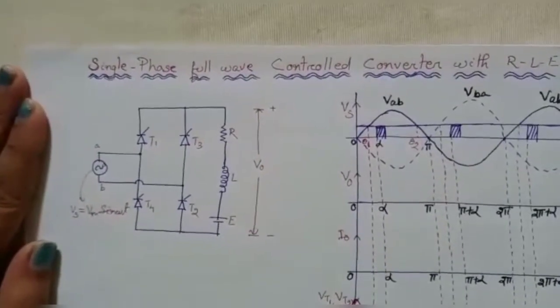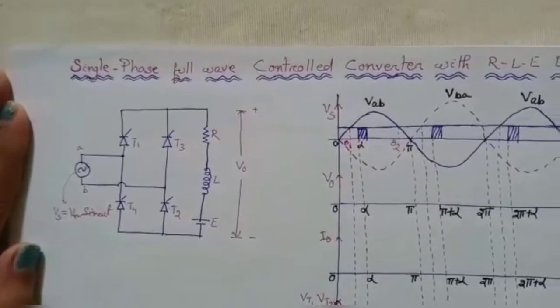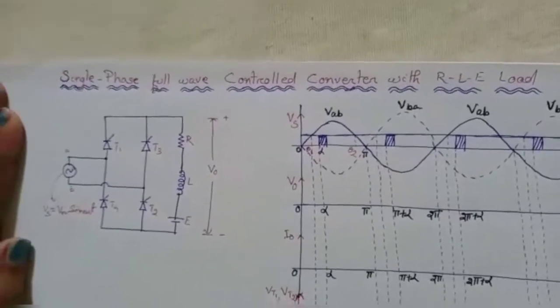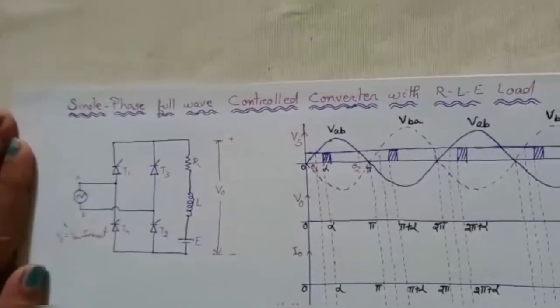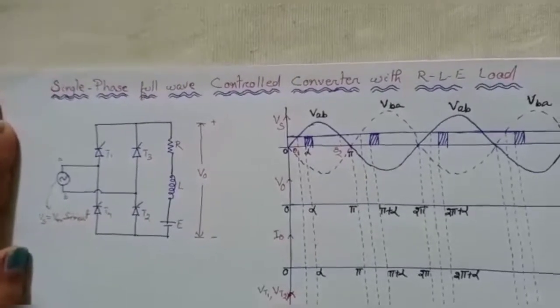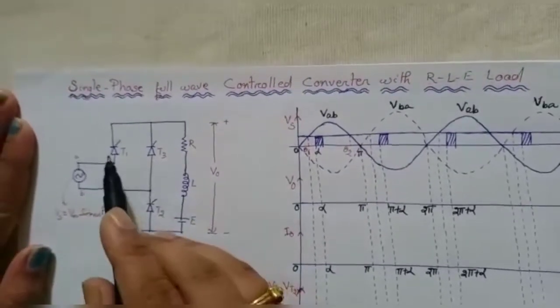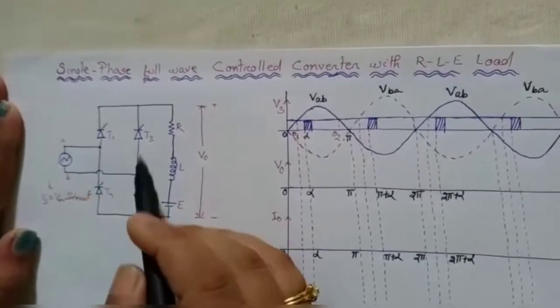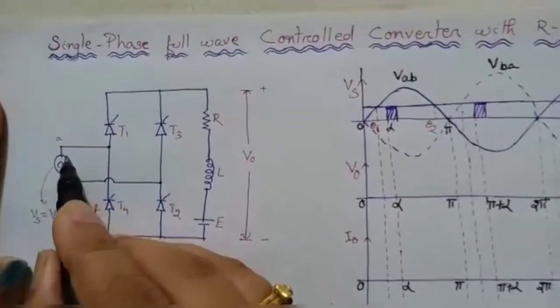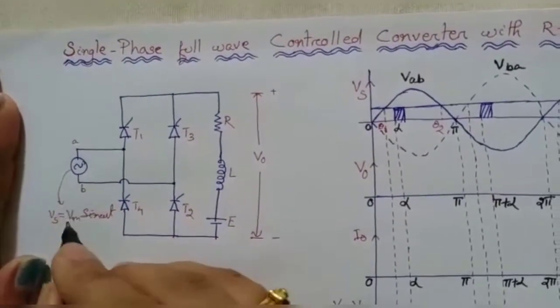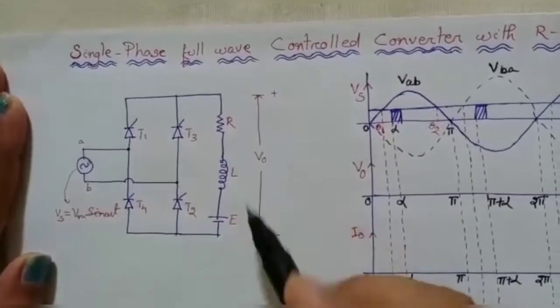In this lesson we will study the single phase full wave controlled converter with RLE load or motor load. The DC motor is the RLE load. So here we have four thyristors T1, T2, T3 and T4. This is the source, Vs equals Vm sin omega t, and this is the output.